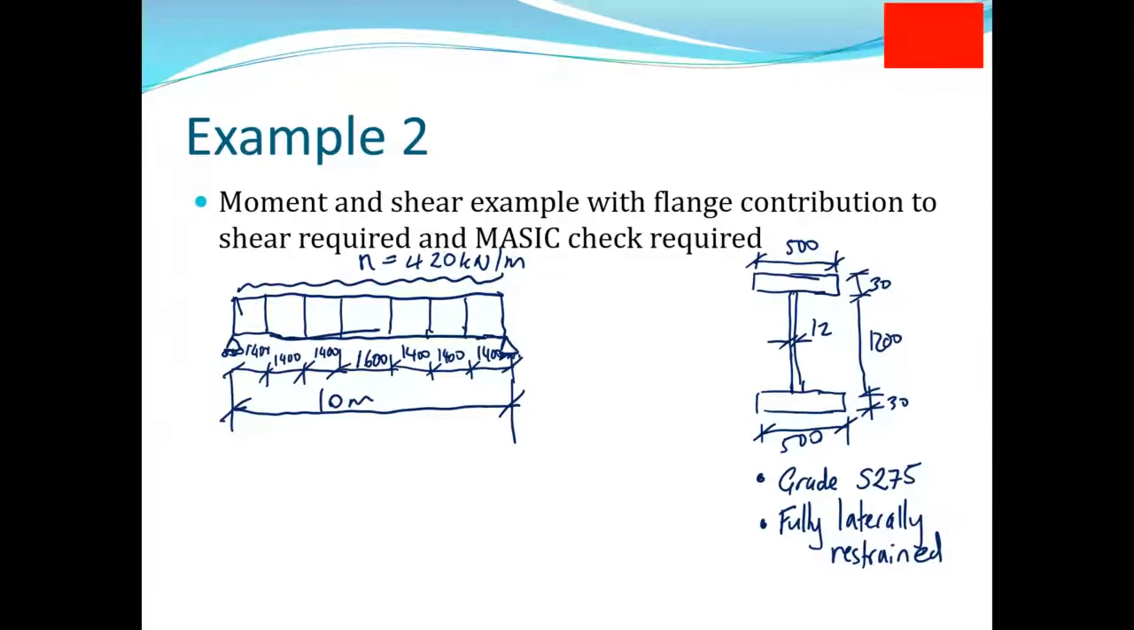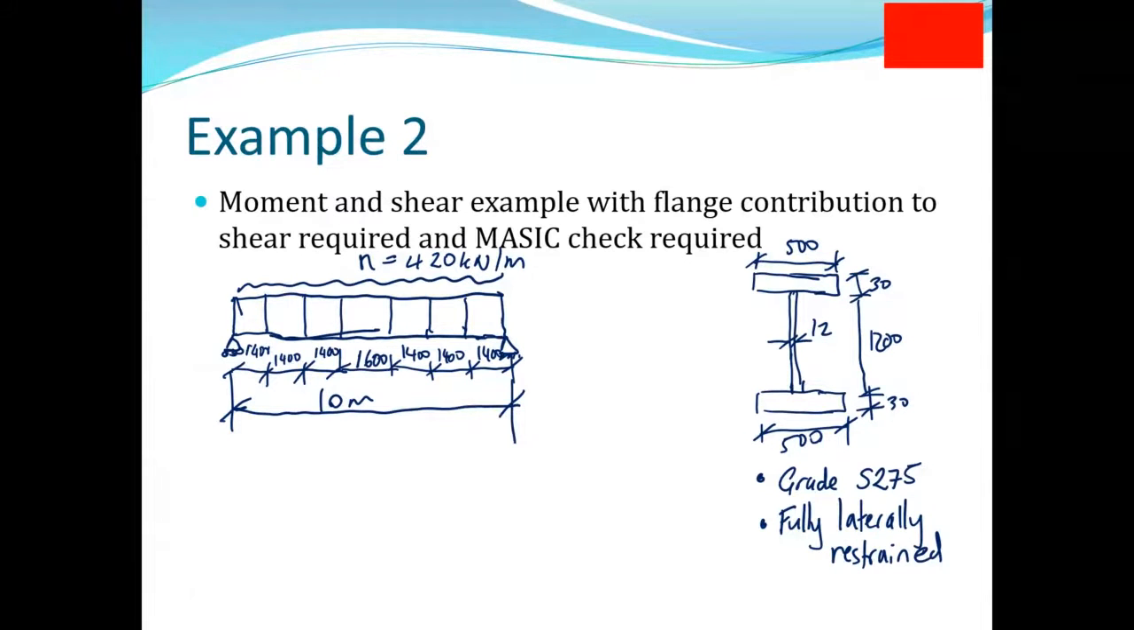Okay, so here's our second example in plate girder design. We're going to have the same beam span as last time, same cross-sectional shape, so same top and bottom flanges, same web, same grade of steel. We're assuming that it's fully laterally restrained, so they're all the same assumptions as we had for example 1, except in example 2, we put in a bigger load.